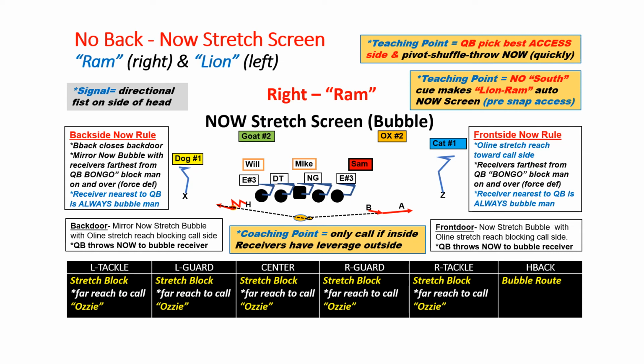If we see team checking to a base coverage, obviously, where they've got still a lot of defenders in the box, ram to the right, lion to the left. The O-line is going to do stretch outside zone blocking, just like we do with our Aussie call to the call side. So again, here's a ram call. Quarterback can throw it to either side though, because he's getting rid of it right away.